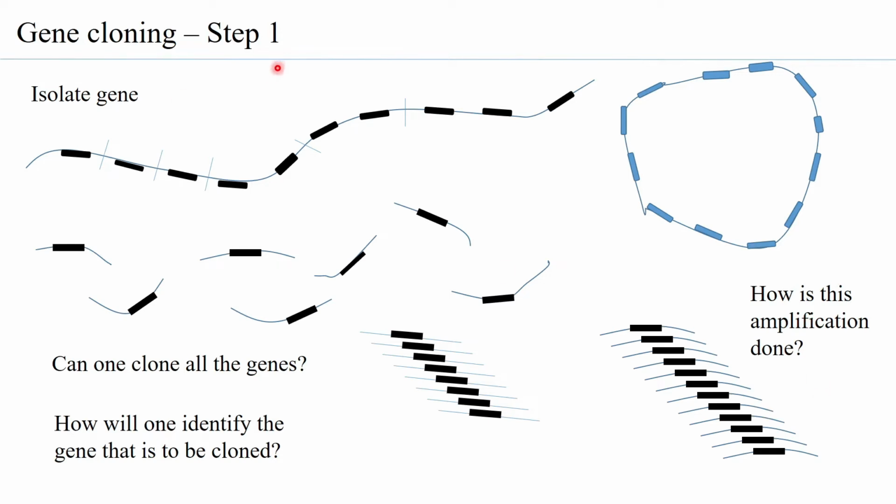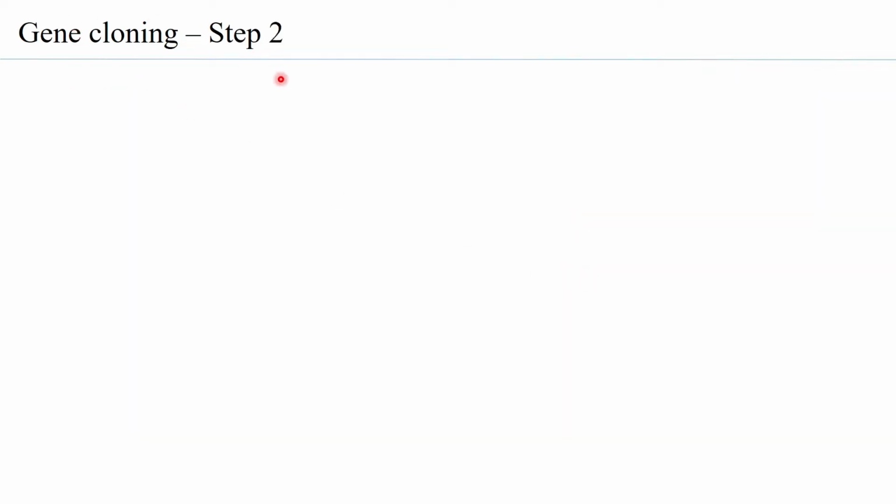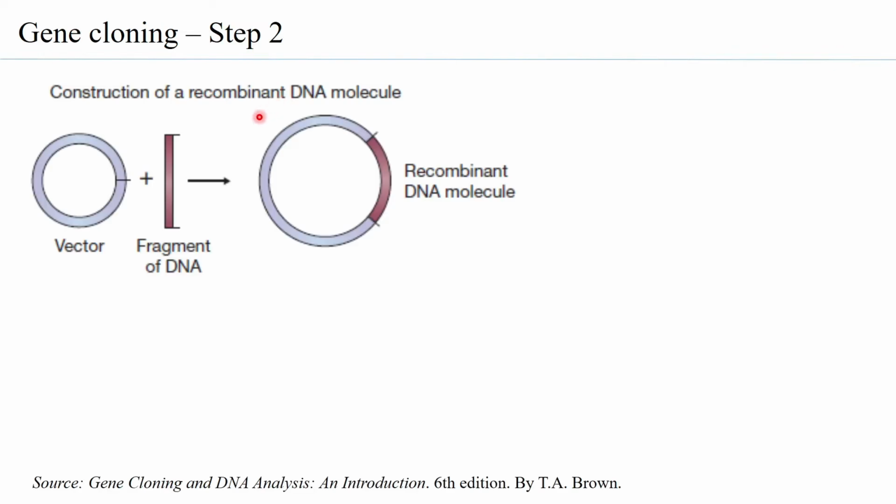Therefore, step 1 of gene cloning is basically cutting of the DNA. Now, cutting is definitely manipulating, because you have a linear DNA and when you cut it into fragments, you are engineering the DNA. Now, let us go to step 2 of gene cloning. In step 2, the fragmented DNA is inserted into a suitable vector.